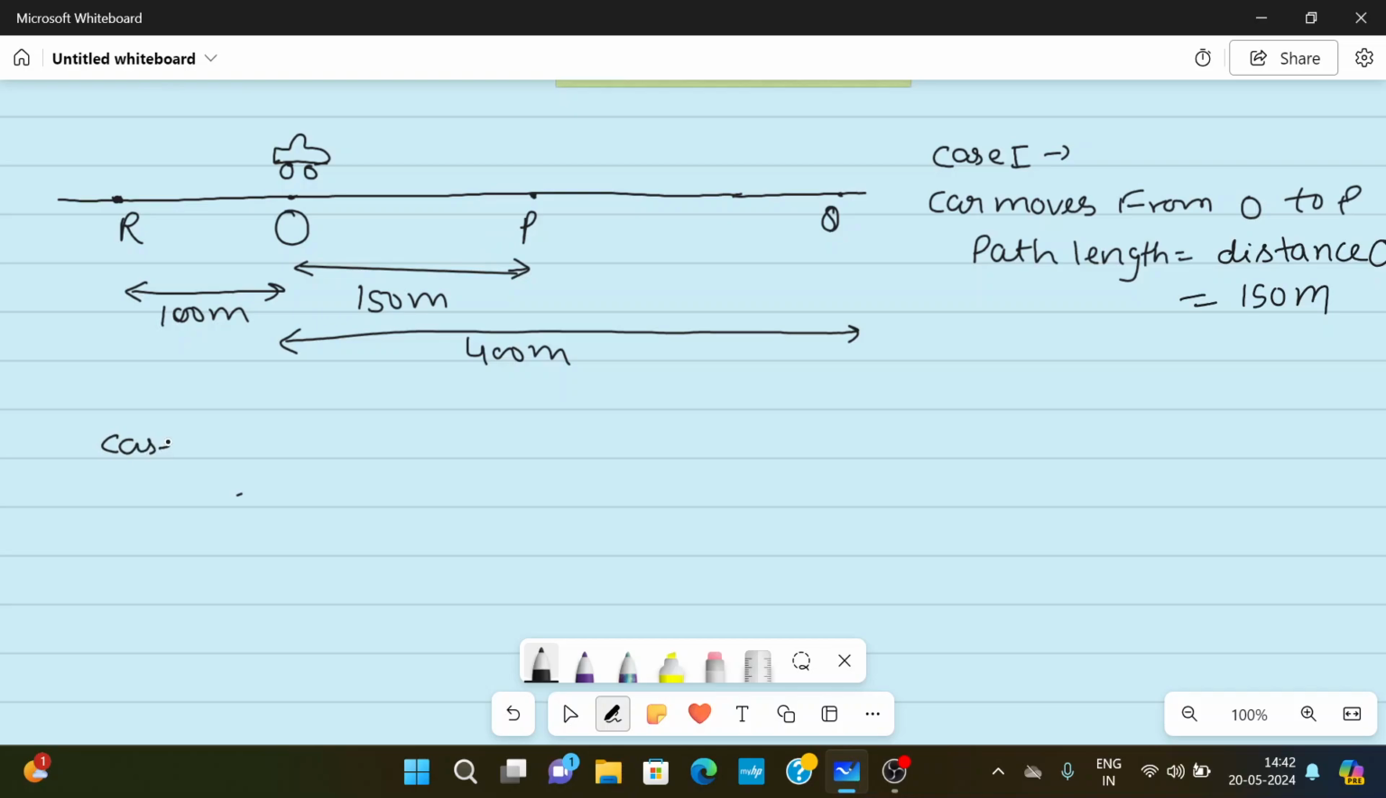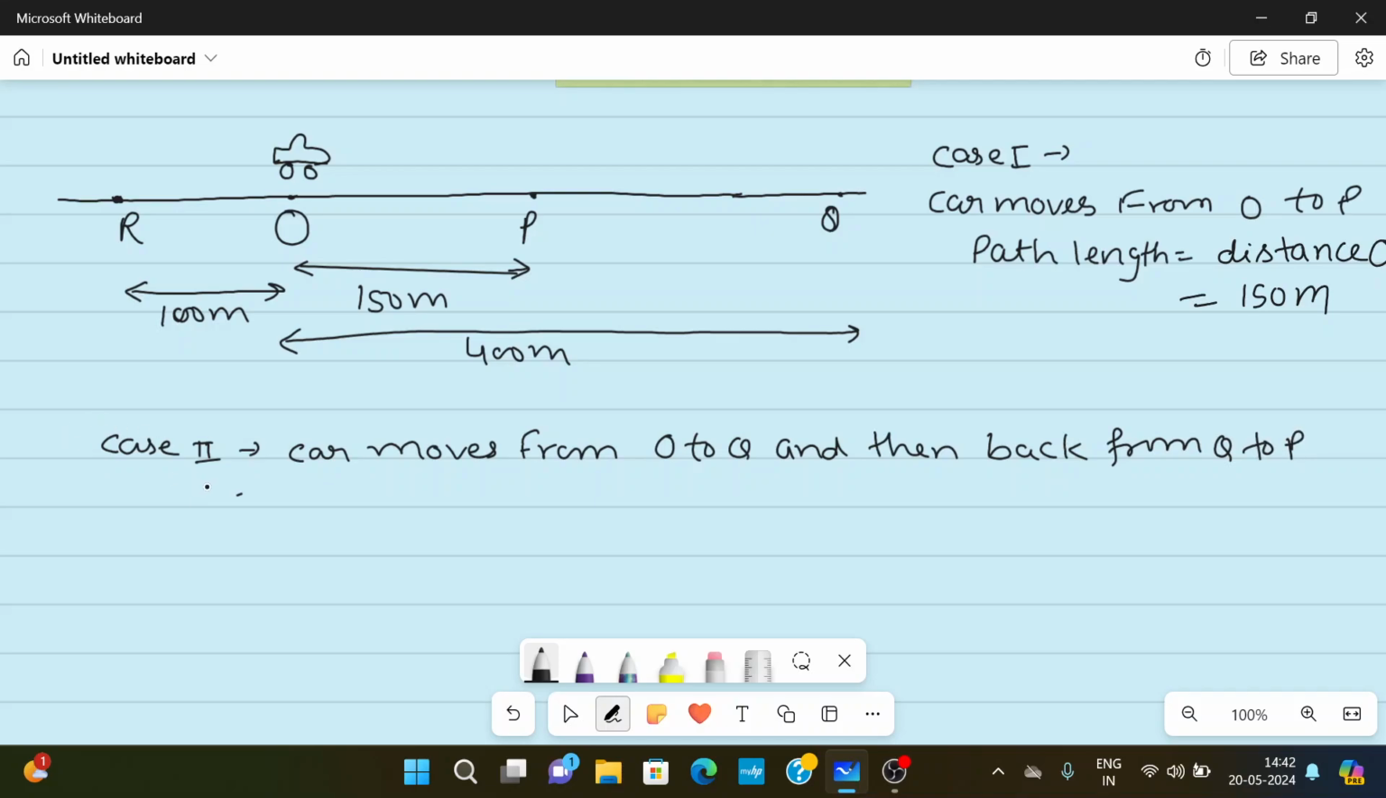In second case, car moves from O to Q and then back from Q to P. So path length in this case will be total distance moved by the car, which is OQ plus QP.